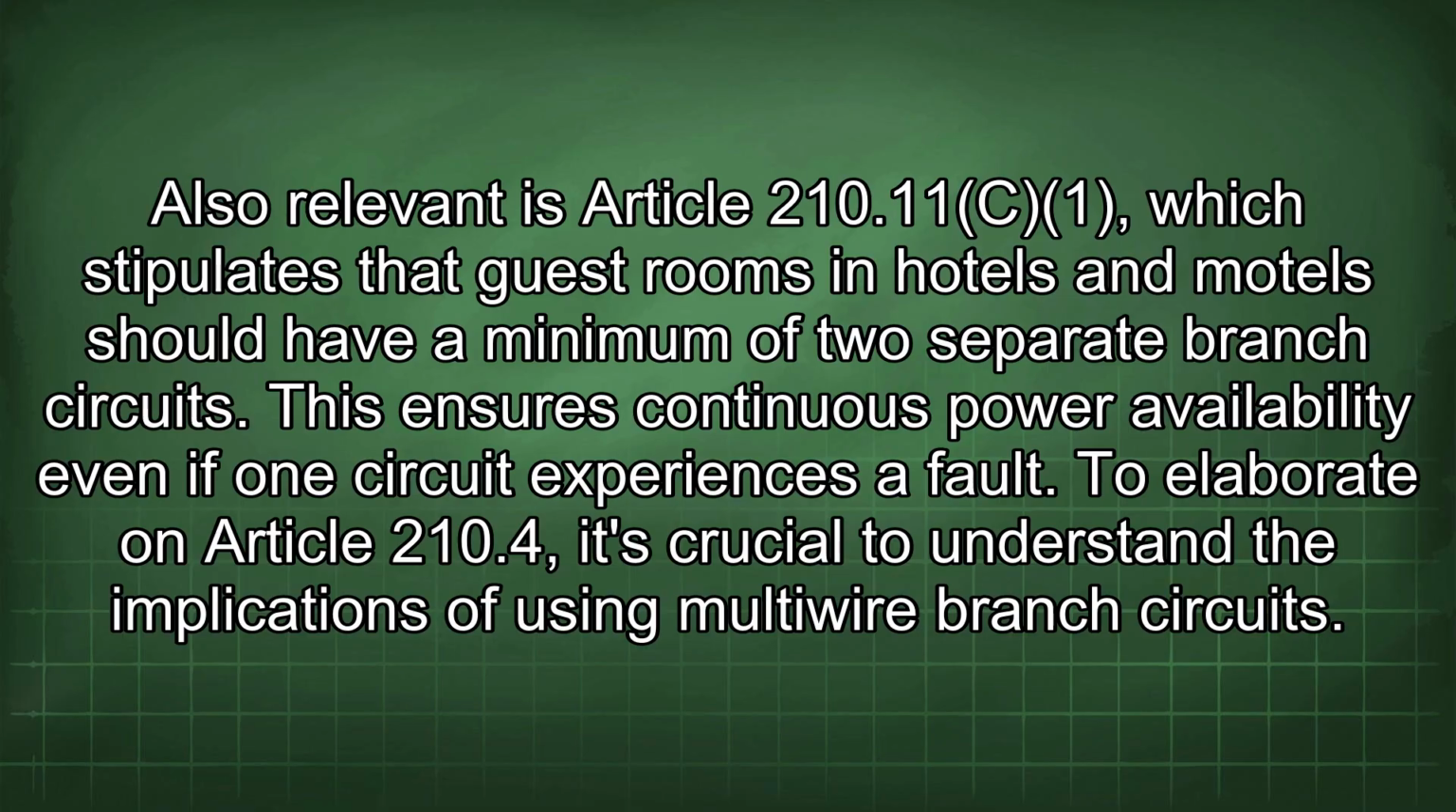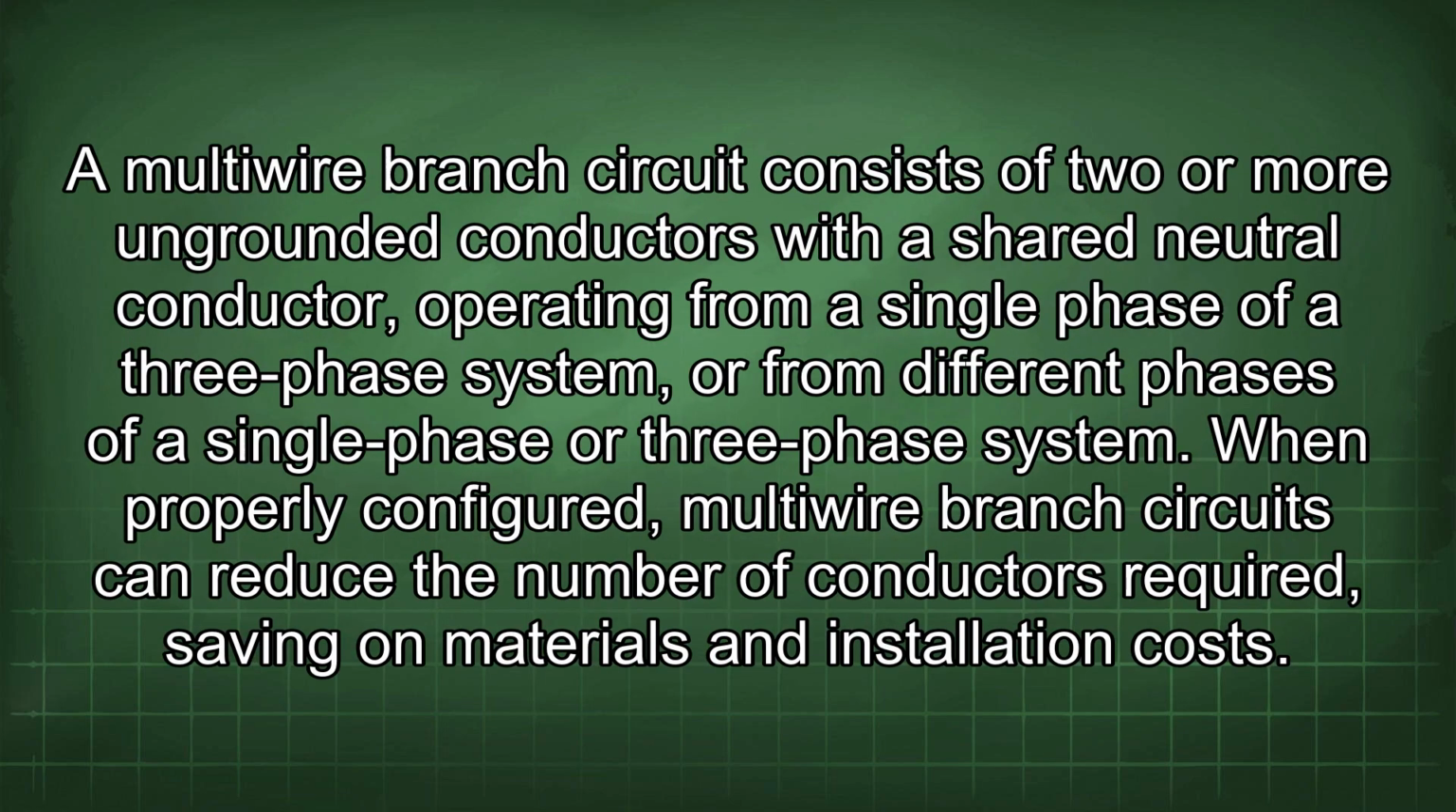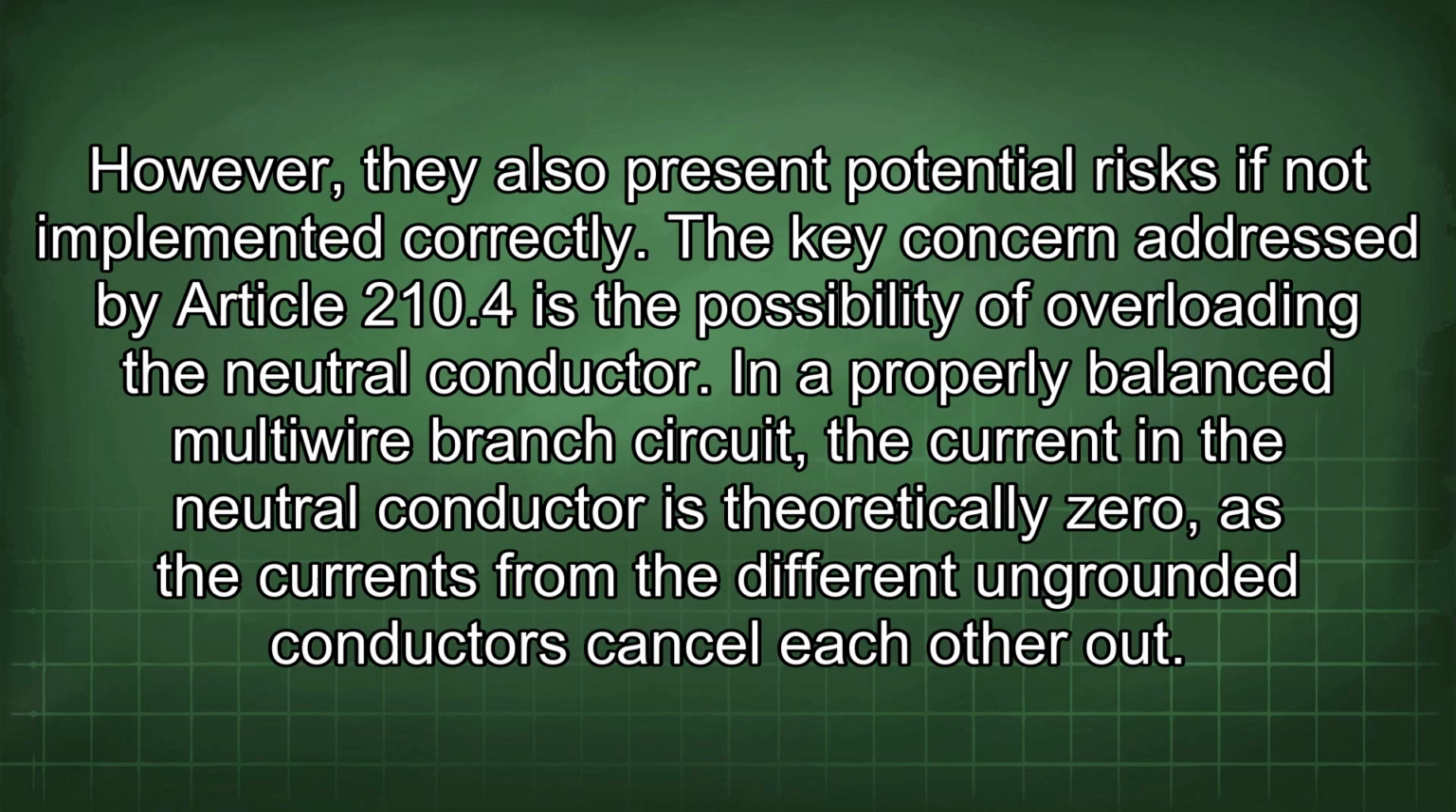To elaborate on Article 210.4, it's crucial to understand the implications of using multi-wire branch circuits. A multi-wire branch circuit consists of 2 or more ungrounded conductors with a shared neutral conductor operating from a single phase of a 3-phase system, or from different phases of a single-phase or 3-phase system. When properly configured, multi-wire branch circuits can reduce the number of conductors required, saving on materials and installation costs. However, they also present potential risks if not implemented correctly.